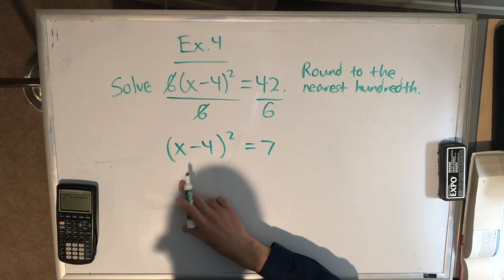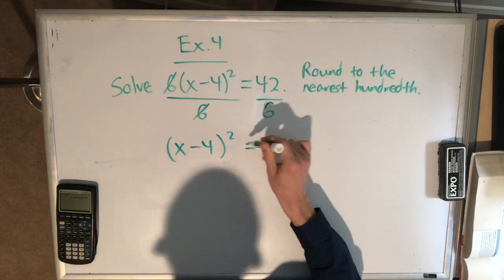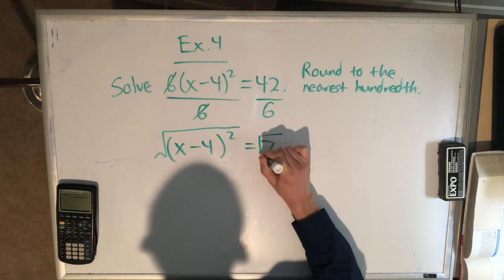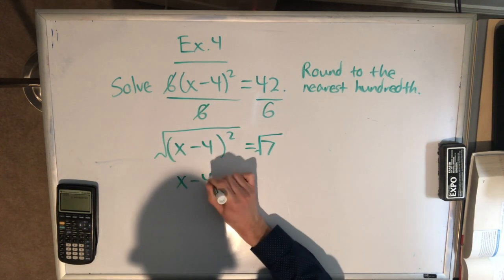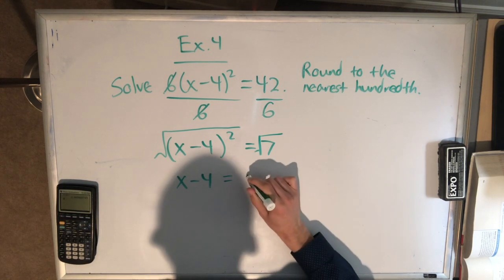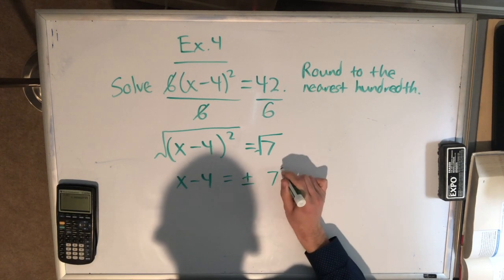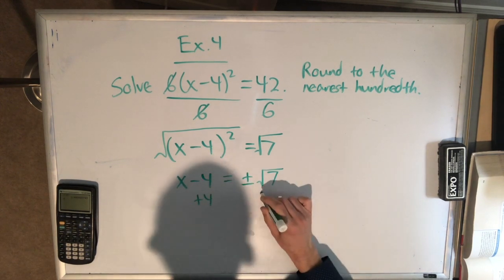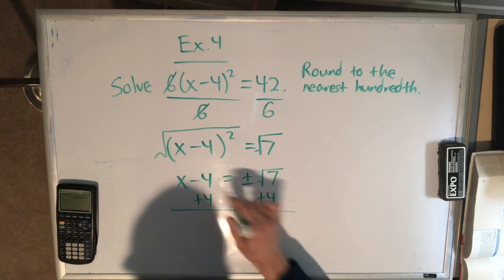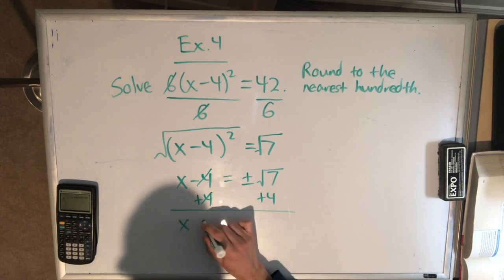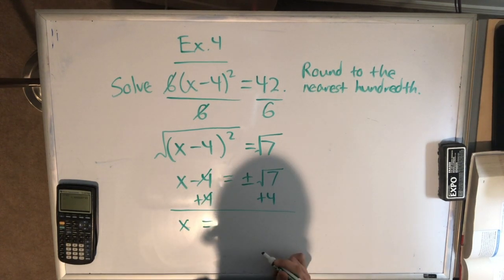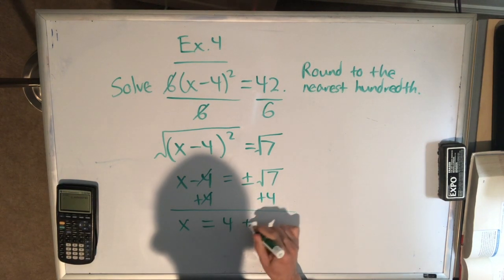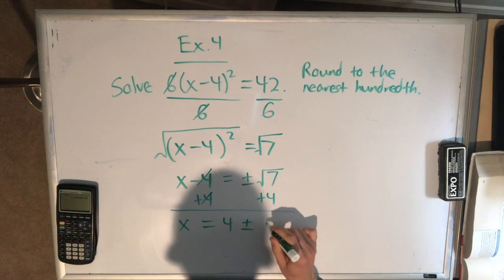And the parentheses squared has been isolated. To get rid of the squared, square root each side. Now we have x minus 4 equals plus or minus square root of 7. Add 4 to both sides. We get x equals plus or minus square root of 7 plus 4. Or just to make it look a little bit nicer, let's rearrange the terms and make it 4 plus or minus square root of 7.